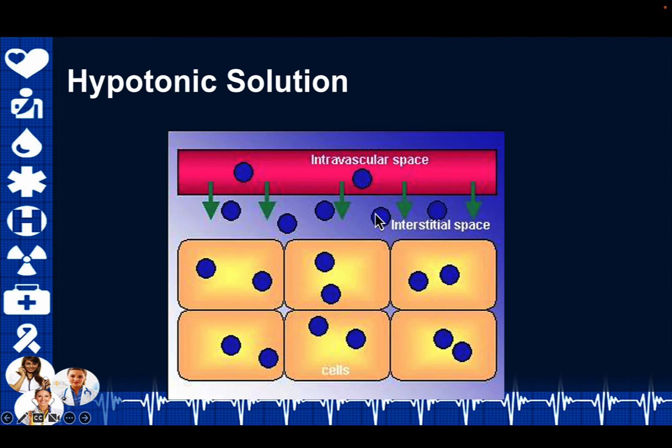So that means that if the interstitial space was isotonic, then we have less tonicity in the intravascular space and excess water. So the water is going to leave the intravascular space and go to the interstitial space and then eventually likely make its way into the cells, where excess water can cause swelling or edema if it's trapped in the interstitial space.